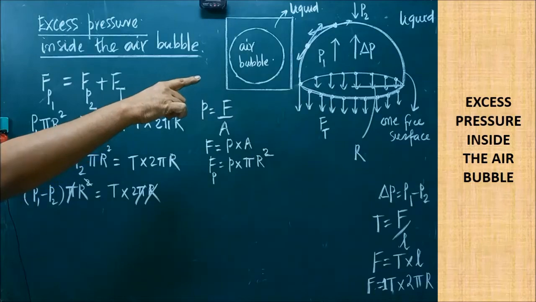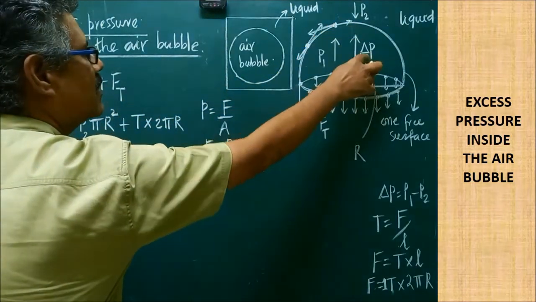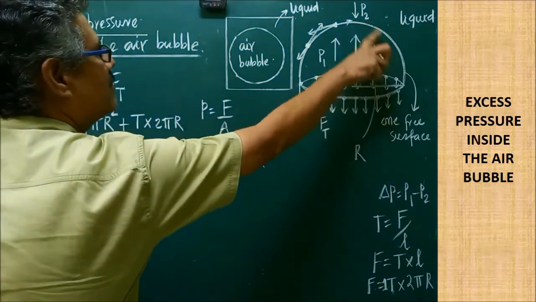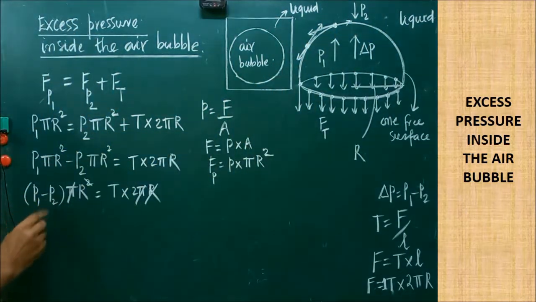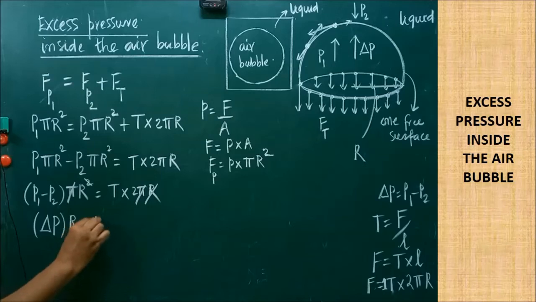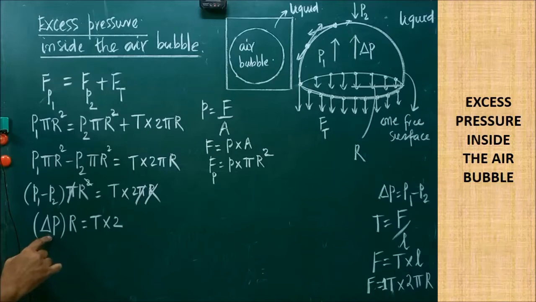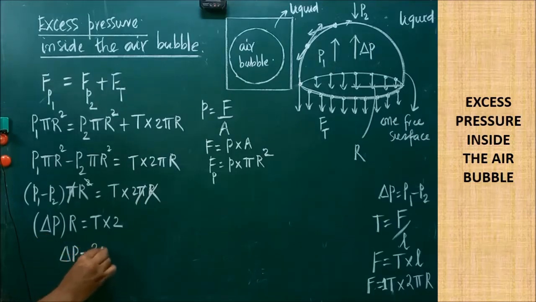This is the expression: P1 minus P2. Already I have told you the difference between P1 and P2 is called excess pressure. That excess pressure will always be acting on the concave surface. So P1 minus P2 gives you the excess pressure. Are you clear? Del P into R is equal to T into 2. So I need the expression for del P. So del P is equal to 2T by R is the expression. Are you clear? Del P is equal to 2T by R is the expression to calculate the excess pressure.